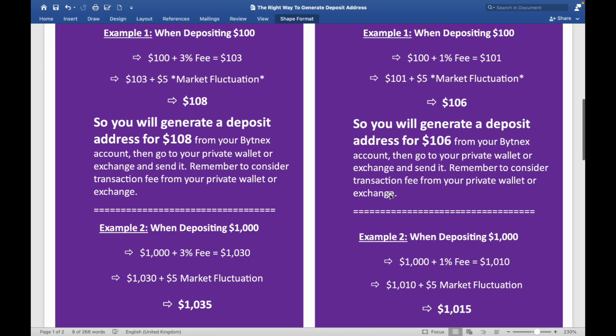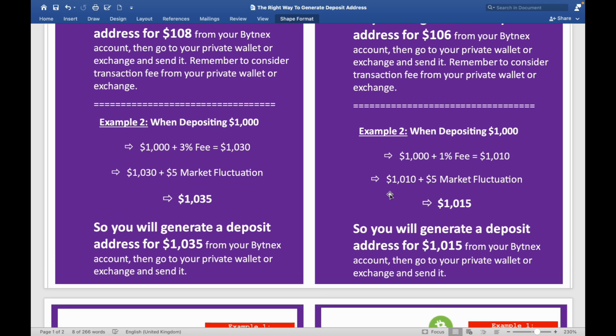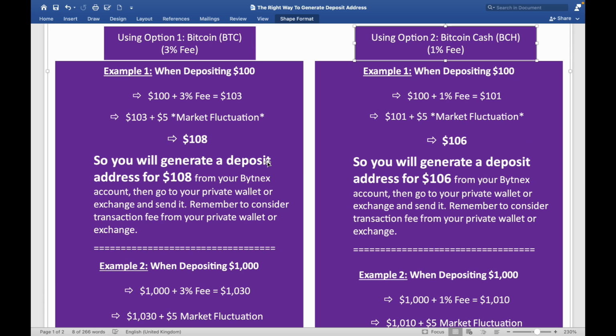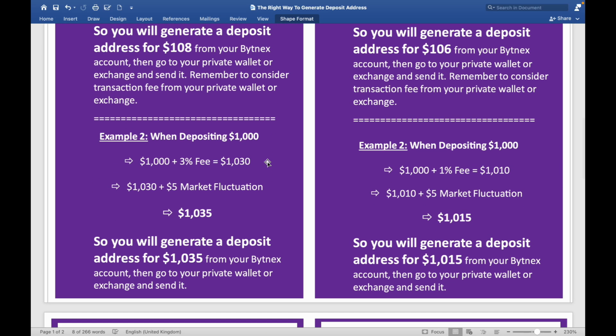Okay, now let's look at example 2 of the 2 options that you have. From my left hand side here, this is option 2 for depositing using Bitcoin. Okay, let's say you don't want to deposit $100. Let's say you want to deposit $1,000 using Bitcoin. So again, add the 3% fee. Okay, 3% fee of 1,000 will be $30. So that will be $1,030.